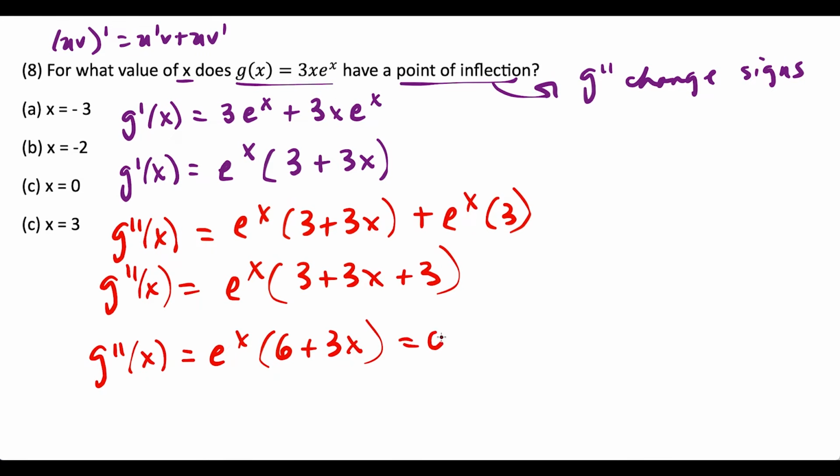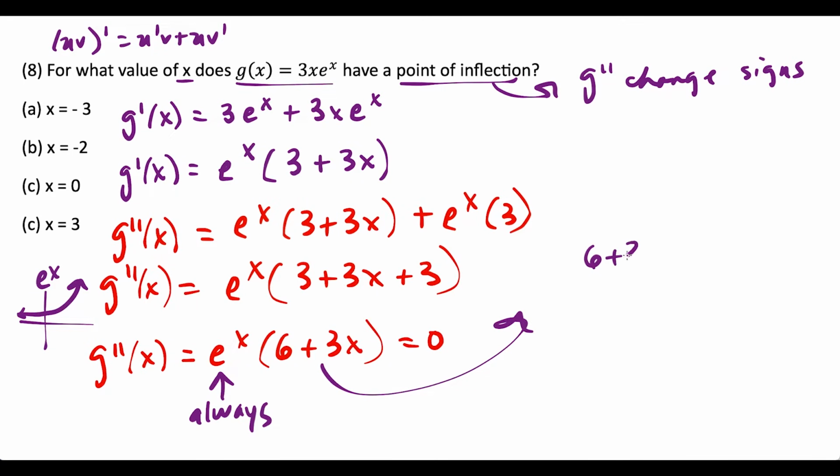And now we could set our second derivative equal to 0. And one thing to point out is that e to the x is always positive. Okay, so we're not going to get any roots out of e to the x. Just think about the graph of e to the x. It's just always going up like this. So e to the x is always positive. However, the second factor, the 6 plus 3x, can be set equal to 0. And this would give you 6 equals negative 3x, which would tell you x is equal to negative 2.